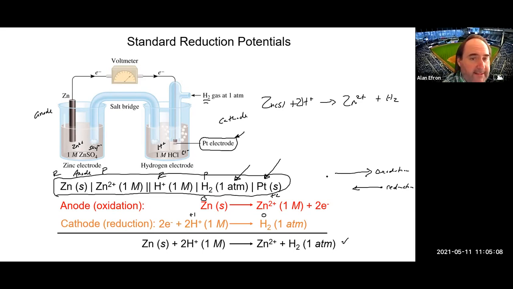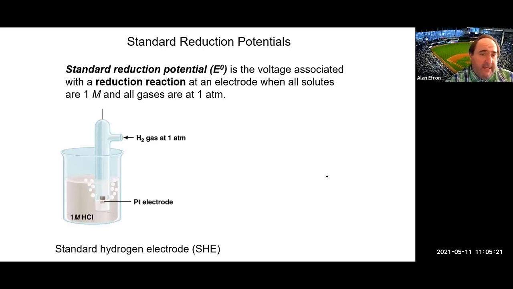So what is a standard reduction potential? A standard reduction potential, as its name implies, is the voltage that's associated with the reduction reaction in electrodes when everybody's under standard conditions, 1 molar or 1 atmosphere for pressure. Standard reduction potential is sometimes abbreviated as SRP values. So SRP standing for standard reduction potential values.